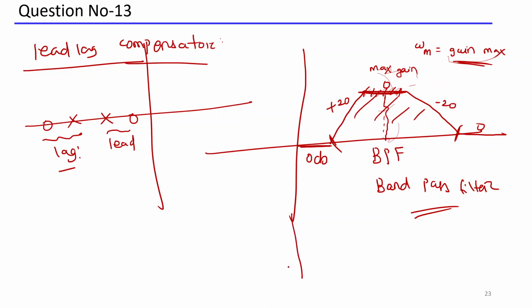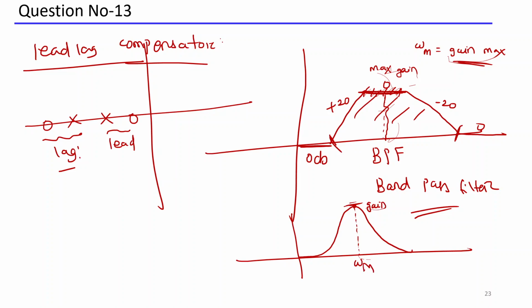If I draw it, this is the actual Bode plot view. The filter should be like that. A band pass filter is something like that, right? So he is asking us at which frequency omega this lead lag compensator gives a maximum gain. At this point you have to find out. So what is the omega?